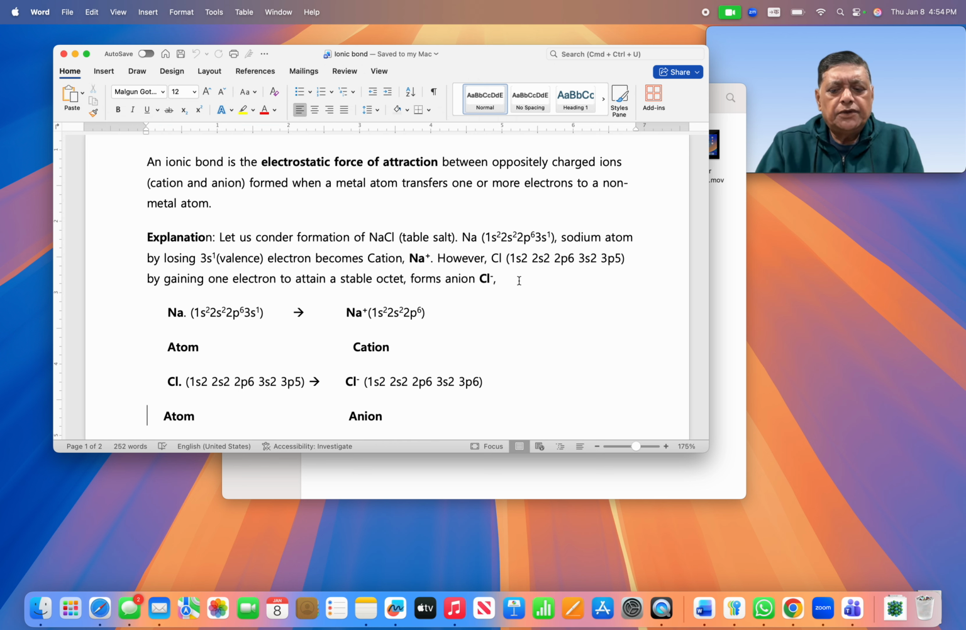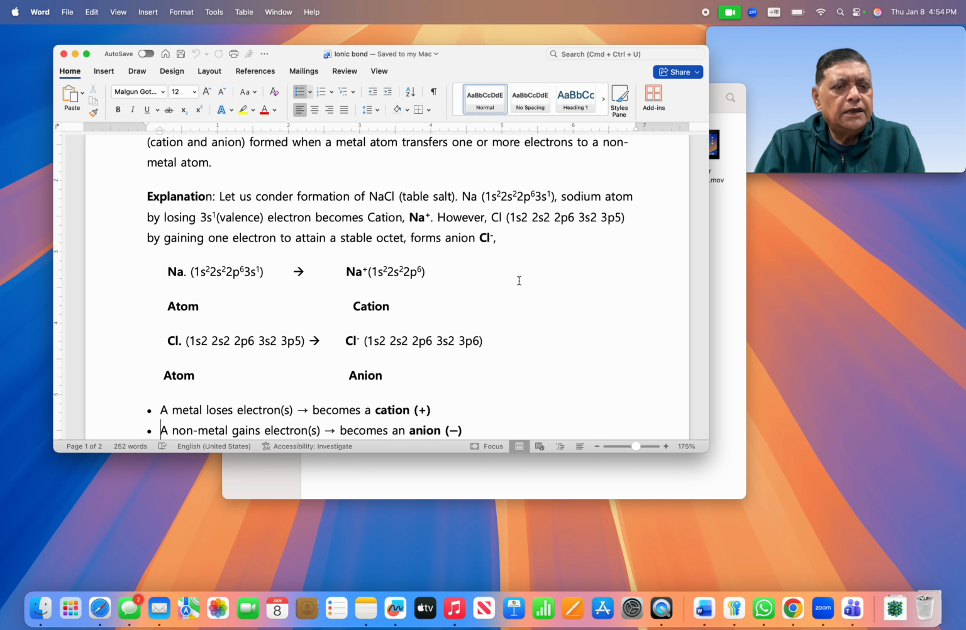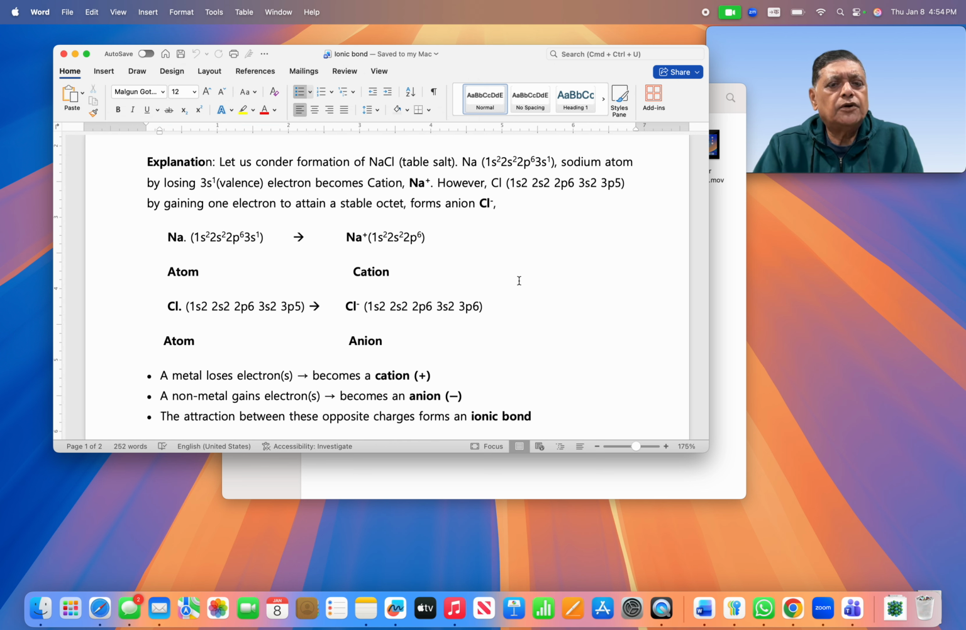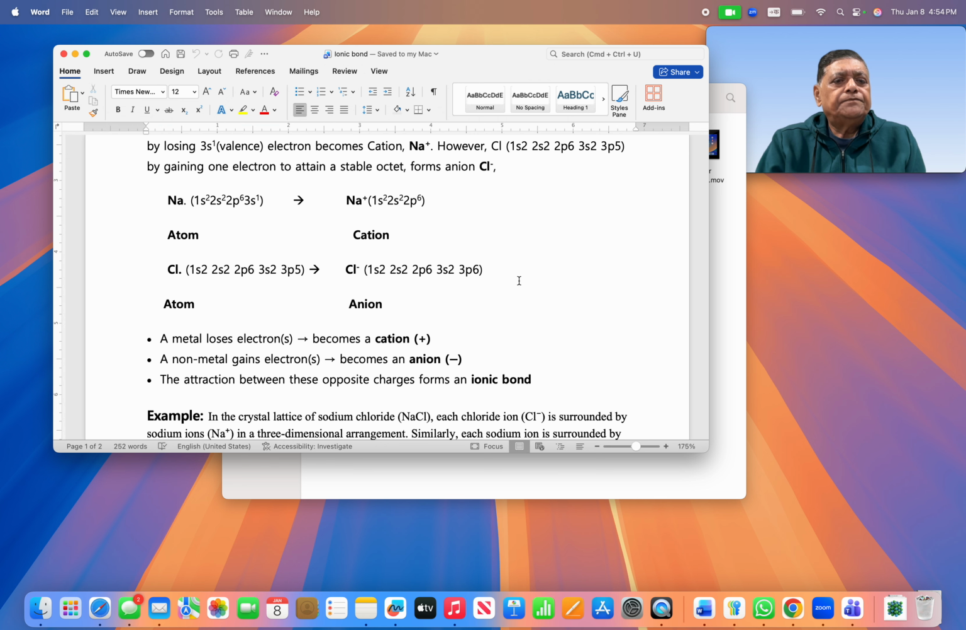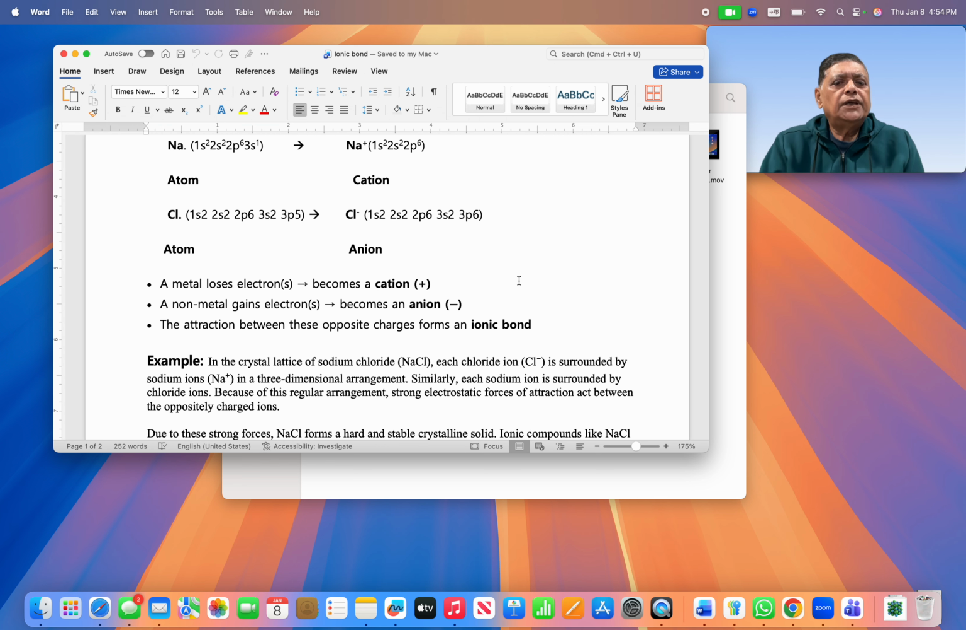Here in the figure it is given how the electronic configuration changes when a sodium atom loses 1 electron to form a sodium cation. Similarly, how a chlorine atom gains 1 electron and becomes an anion. In this way, the sodium cation and chlorine anion, two ions of opposite charge, attract one another by a very strong electrostatic force of attraction. This electrostatic force of attraction between cation and anion is known as ionic bond.